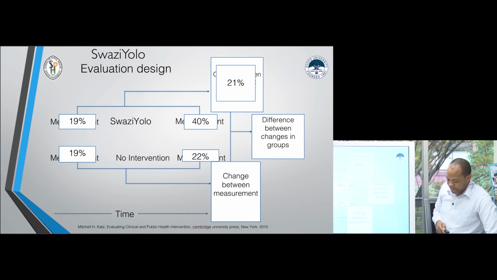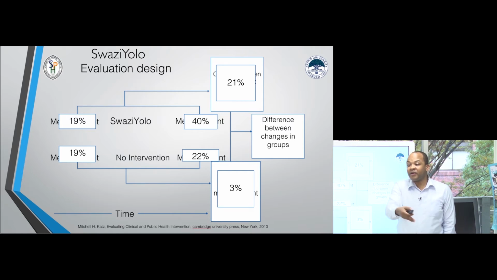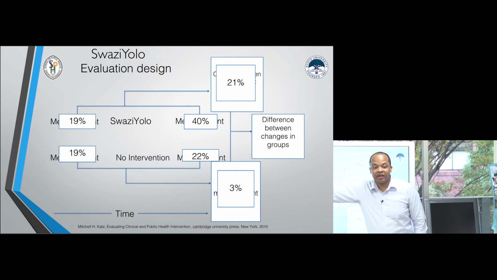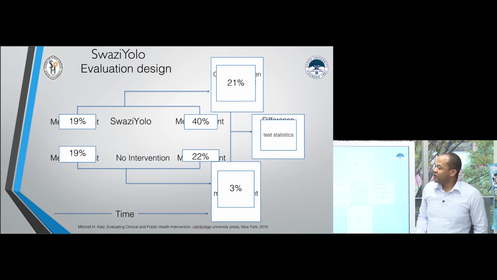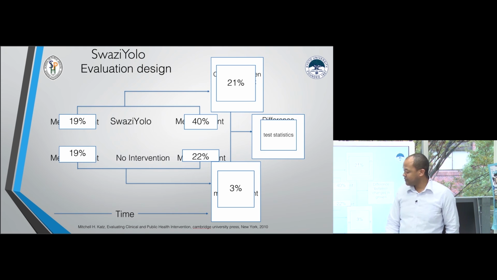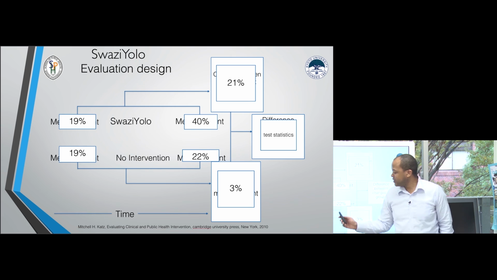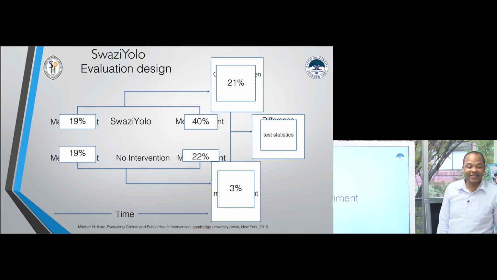So this is an example. For example, if you think about a certain behavior and the prevalence of that behavior in the intervention group is 19%, in the control group is 19%, right? So at baseline, there's no difference. And then you give the intervention, and then you see 40% in the intervention group, and then you see 22% in the control. The difference between the two groups is the effect of the intervention. So this is the intervention design of Swazi YOLO.